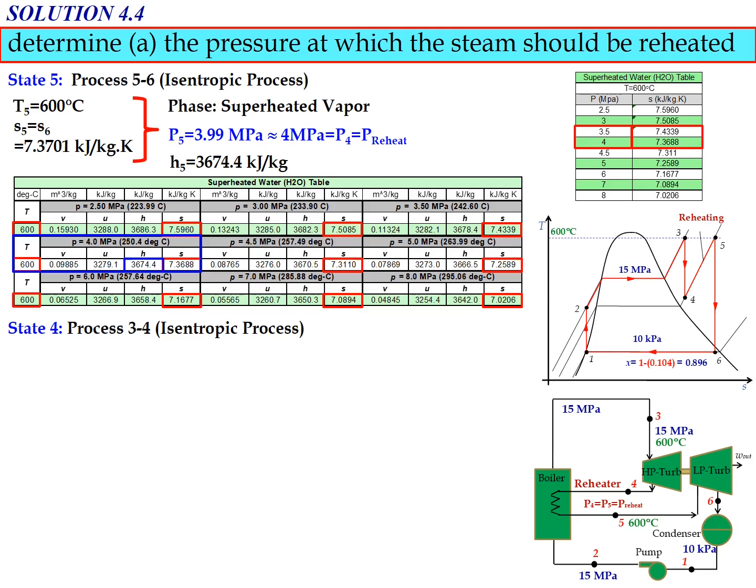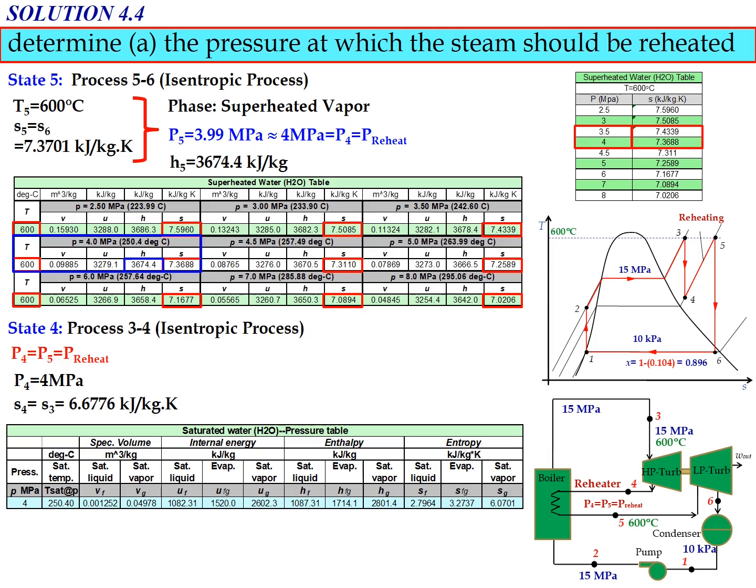Okay, now we can determine the important parameters for state number 4, because we already determined the important values for state number 5. For state number 4, the process is also isentropic from state number 3 to state number 4, and we know that P4 equal to P5 equal to P reheat. So now we use P4 equal to 4 megapascal, and we know that S4 equal to S3 equal to 6.6776 kilojoule per kg Kelvin. So we already have two pieces of information, enough data to use the specific table.